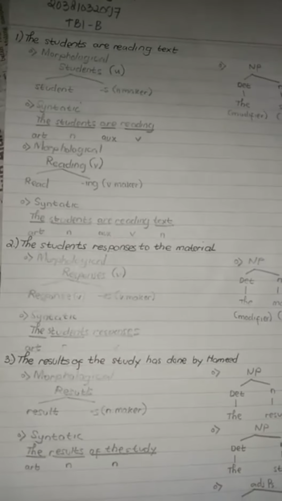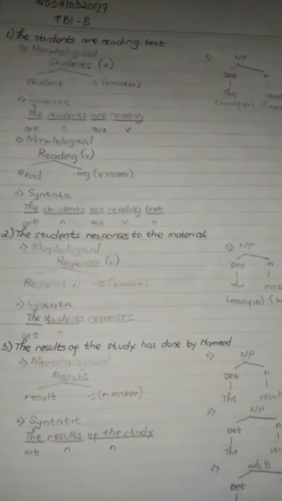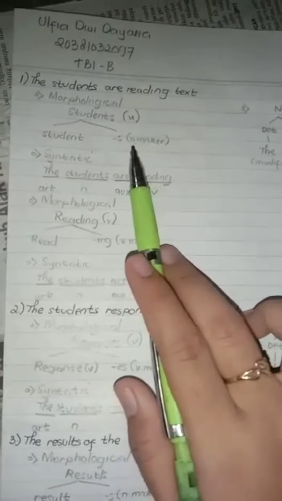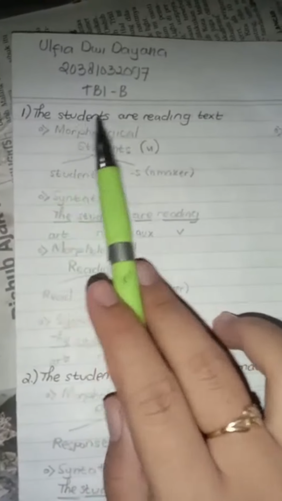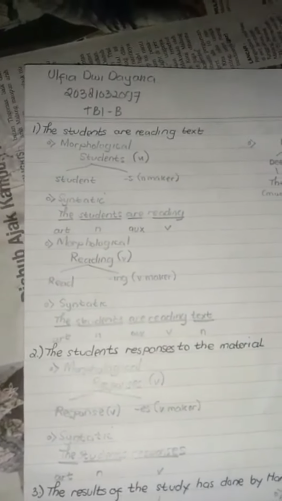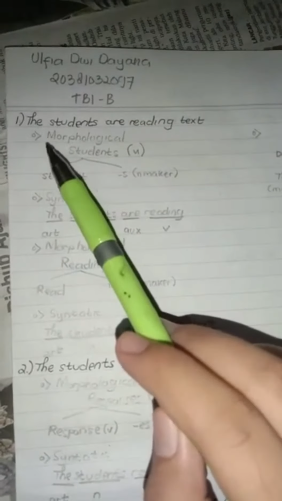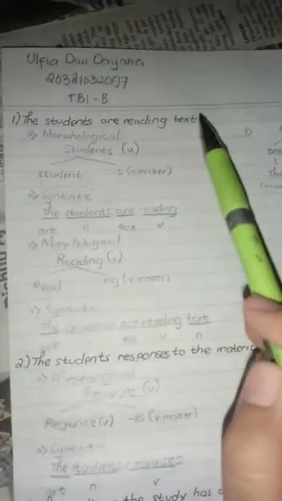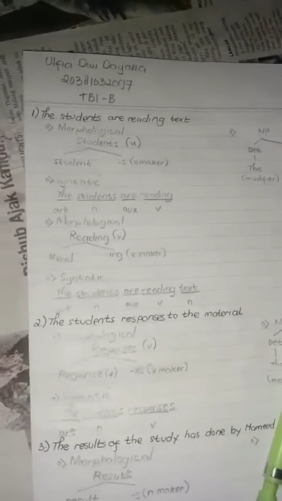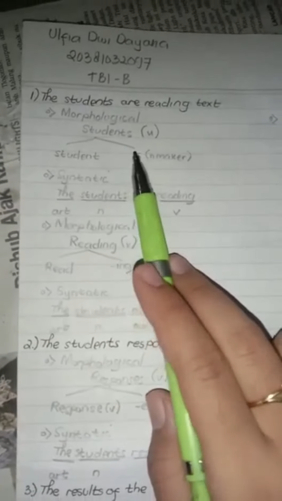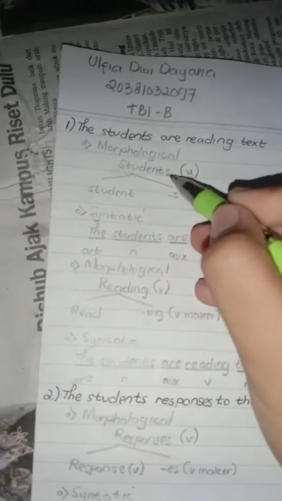Okay, let's begin to analyze. First, I will analyze by lexical categories and also phrasal categories. The first sentence is: the students are reading text. Here I analyze by lexical categories. The first step is morphological frame. Here I choose students. Why do I choose students? Because students is followed by affixation, exactly a suffix.